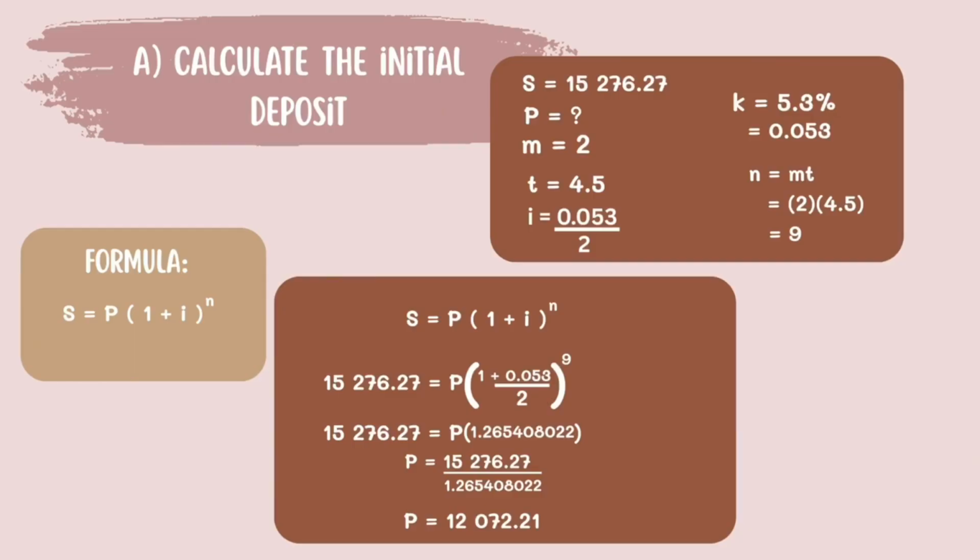So we will get RM15,276.27 equals P times 1.265408022. So P equals RM15,276.27 divided by 1.265408022. So the answer will be RM12,072.21.